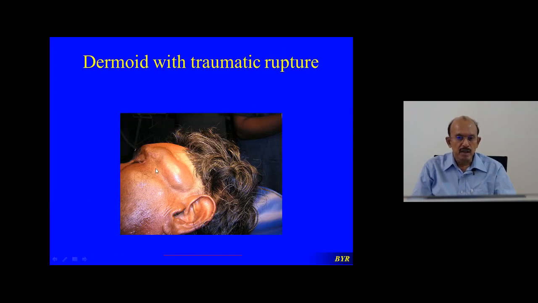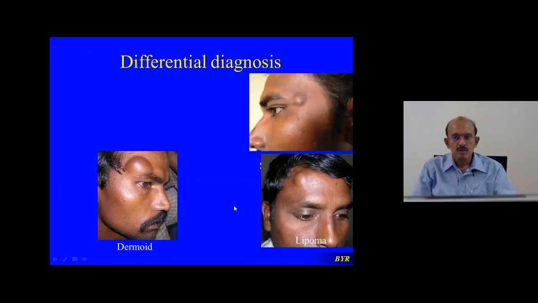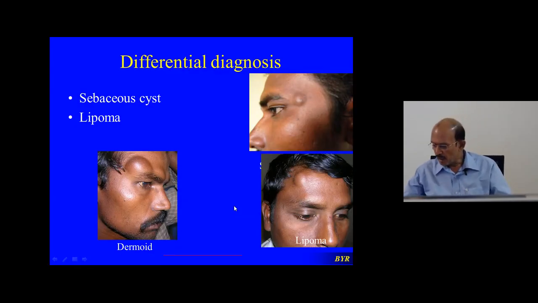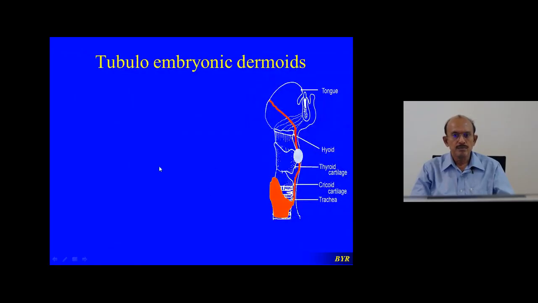Of course, this is a dermoid, angular dermoid. The patient has fallen onto the ground. The dermoid got ruptured and all its material has extravasated subcutaneously. Differential diagnosis: you have to differentiate from sebaceous cyst and from lipoma. That is about sequestration dermoid.